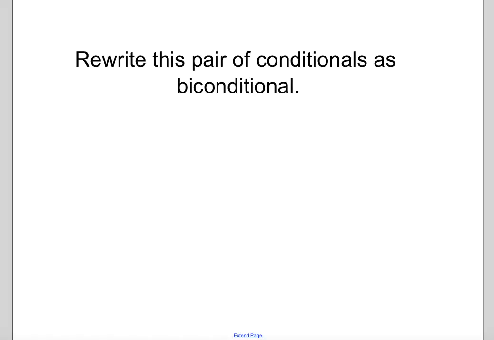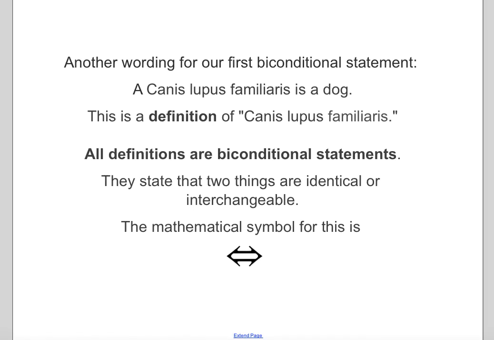Rewrite this pair of conditional statements as a biconditional statement. Another wording for our first biconditional statement is this: a Canis lupus familiaris is a dog. That doesn't look like an if-then statement at all, but in fact, it's just a rewording of the biconditional statement that we just looked at. It's a definition, and we could look at it as a definition of Canis lupus familiaris, or we could look at it as a definition of dog.